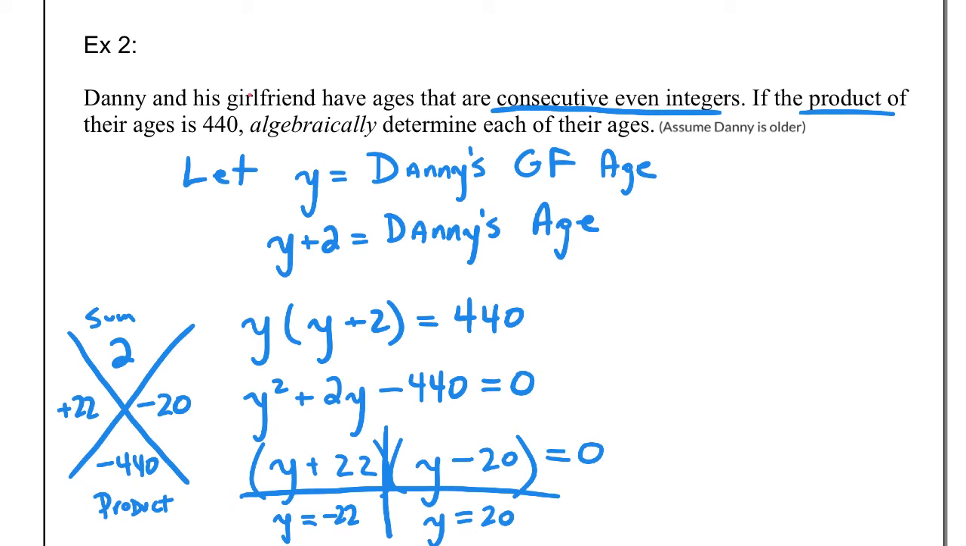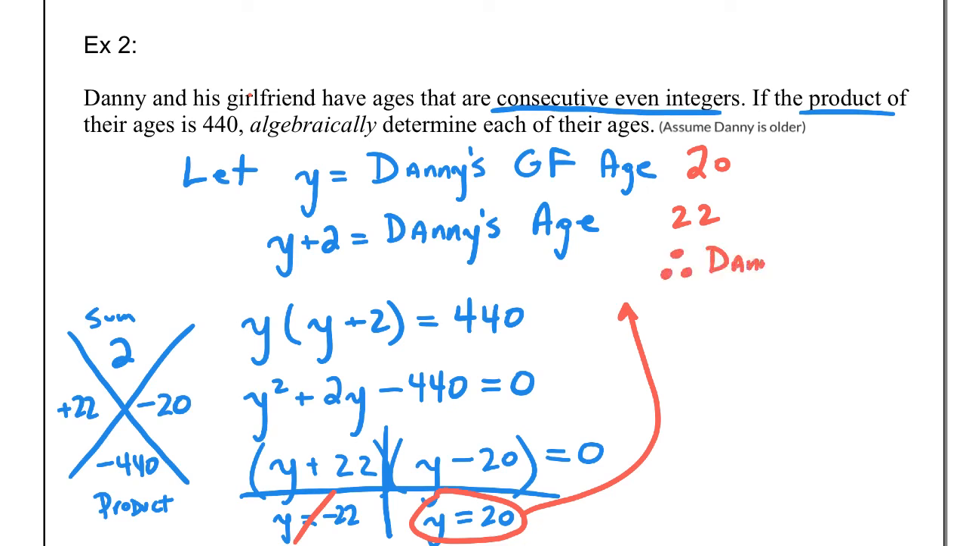Now, why am I rejecting one in this case? Think about the context of the problem. We were talking about age, so I'm not even going to consider the negative 22 possibility. If this was a different problem, negative 22 perhaps would have been an answer, with negative 20 being the next consecutive even. So in this case, we only have one solution. Obviously, I'm going to plug the 20 in. Plus 2 gives me 22 for Danny's age. So therefore, Danny's girlfriend is 20 years old, and he is 22.